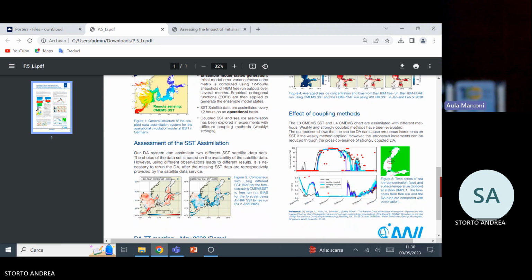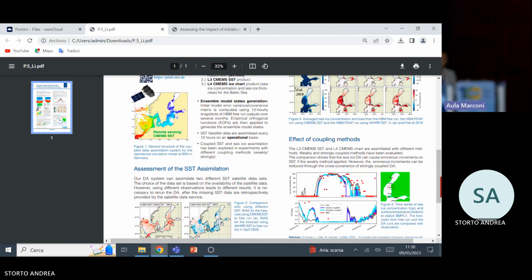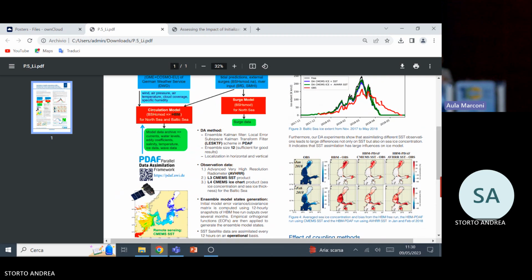It shows that using different SST products leads to different results. When we use CMEMS SST, we get a positive increment, the sea surface temperature increased, and if we use the other product, maybe HRR SST, then we get a negative increment. And this has a great influence on the ice formation. And then we also compare the ice extent and ice concentration distributions.